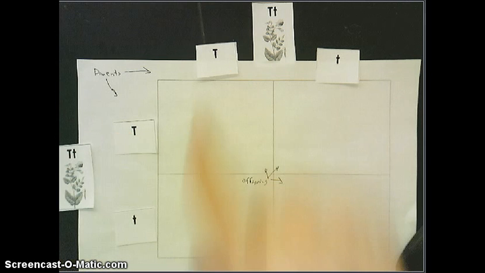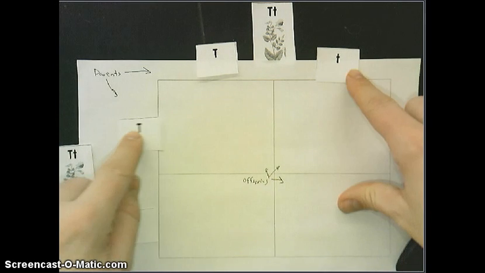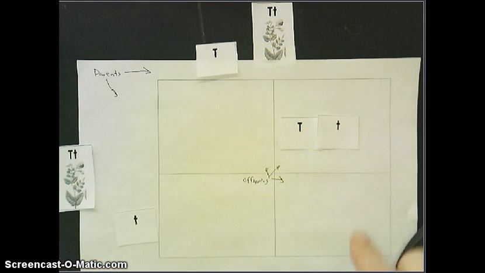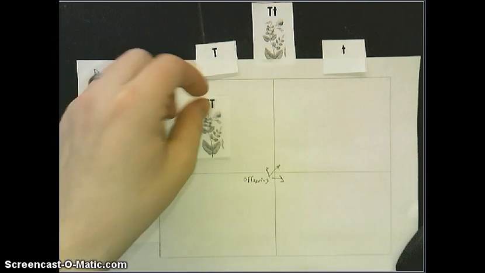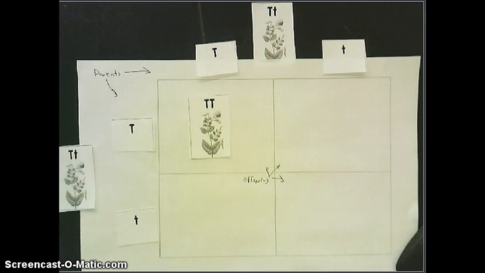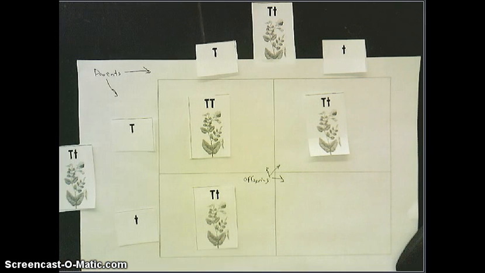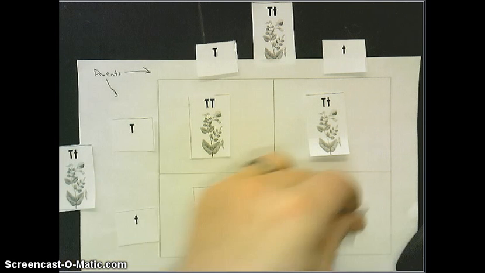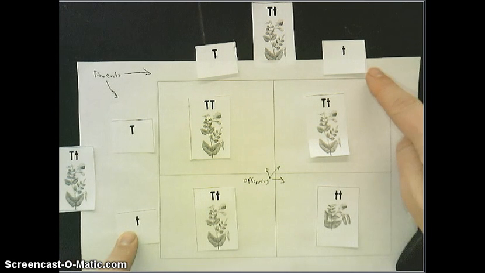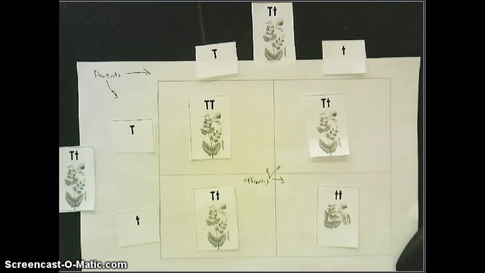Those two sex cells could have joined together, those two sex cells could have joined together, and so on, which means the offspring possibilities are capital T, capital T, which would make a tall offspring, capital T, lowercase t, heterozygous again, capital T, lowercase t, or lowercase t from these two up here. So in that cross, the short or dwarf trait reappears.